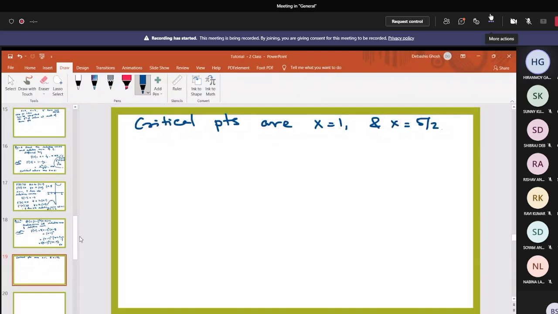Now you can see the changes between x equals 1 and x equals 5 by 2. So we have f dash x, the expression that you have, which is 2 into (x minus 1) square into (2x minus 5).